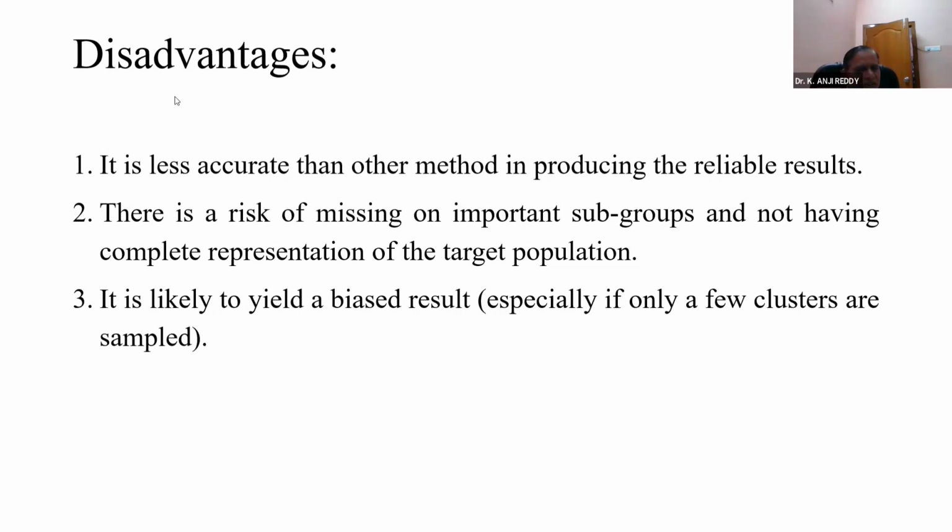The third disadvantage is it is likely to yield biased results, especially when few clusters are sampled. That means if clusters are too small, it is possible to skip certain samples or certain population. Therefore it may not become a good representative sample.